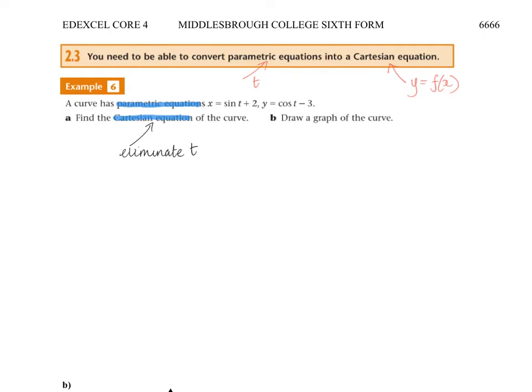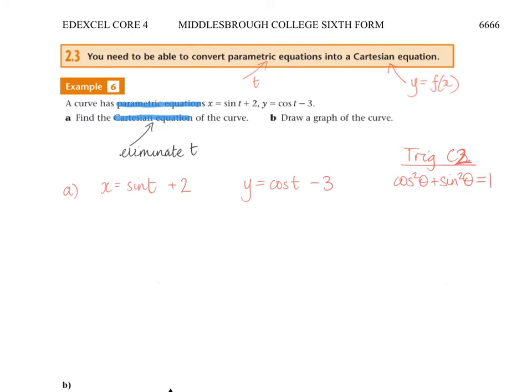Okay, let's look at part A then. We've got x equals sine t plus 2, and we have y equals cos t minus 3. This brings in your trig from C3, and what do we know that connects sine and cos? Because we want to get rid of the t altogether. So thinking about, this is actually from C2, not C3, it's cos squared theta plus sine squared theta is equal to 1.